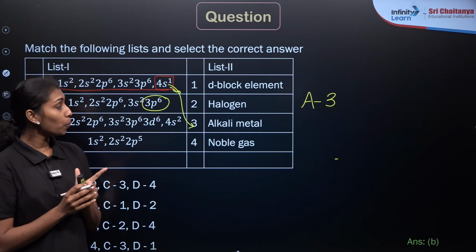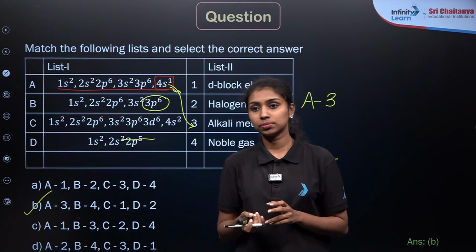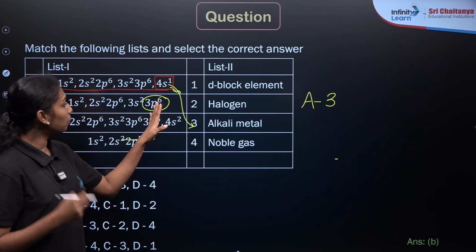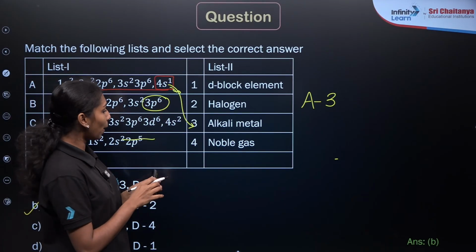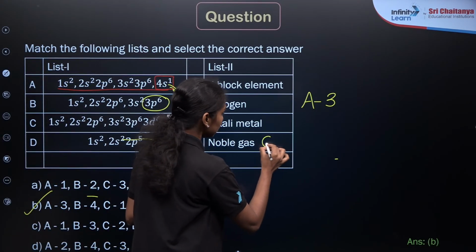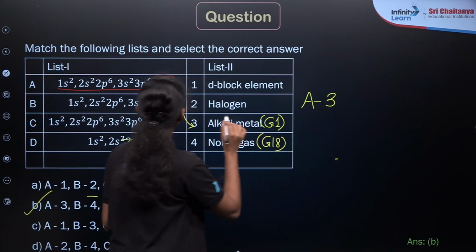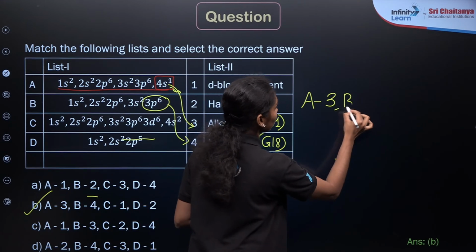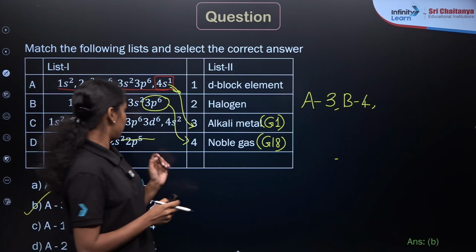Now how can we predict the group of this element in the case of a p block element? Just consider the number of electrons in the p subshell, then add 12 to that. So it will be 12 plus 6, that is equal to group 18 element. Group 18 elements are commonly known as the noble gases. So B goes with 4. Now what about the case of element C?